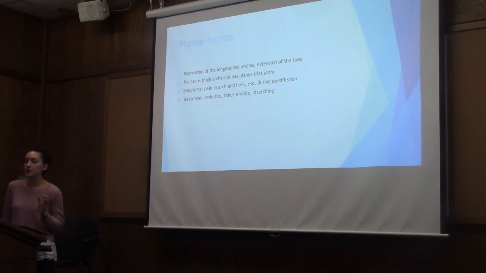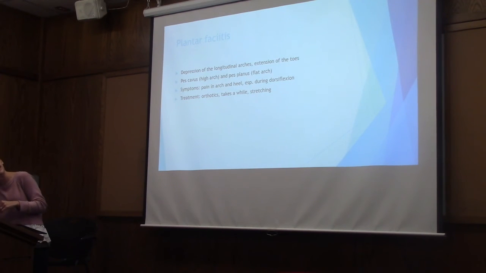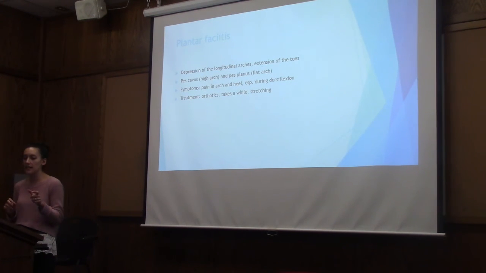Okay, so these are injuries from the book that he told you to go over in the study guide, so this will be really helpful for you. So plantar fasciitis, it's depression of the longitudinal arches, both medial and lateral, and extension of the toes. So it talks about pes cavus, which is high arch, and pes planus, which is flat arch. So both of these things can lead to plantar fasciitis.